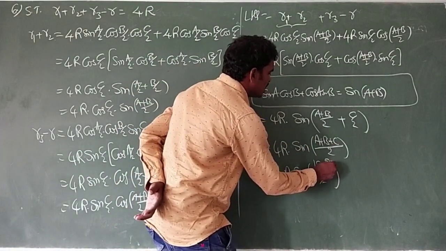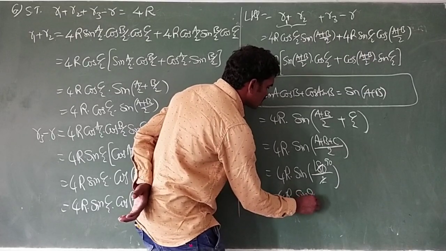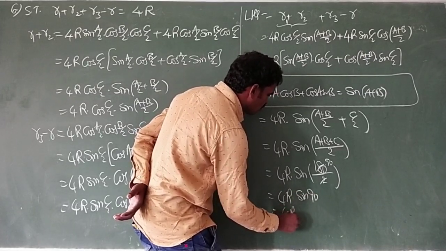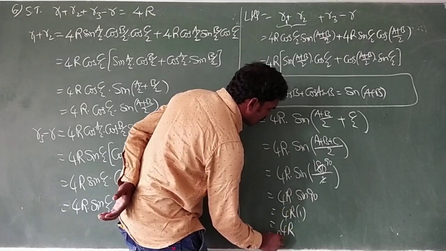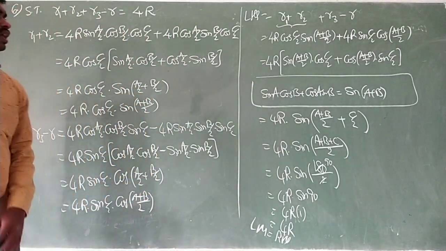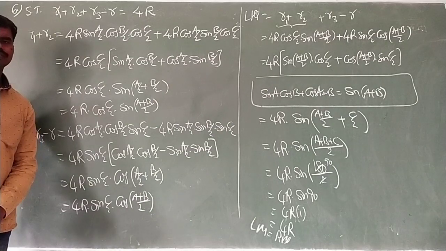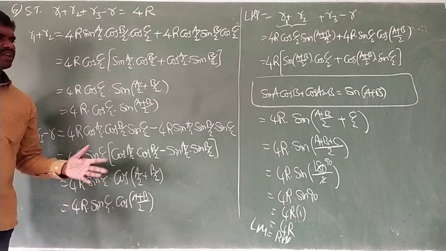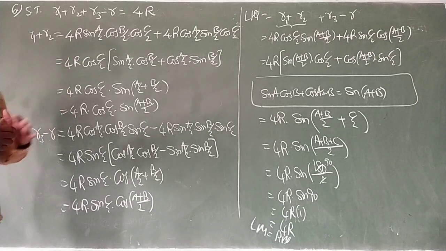So 180 by 2 is 90. So it is 4R sin 90. What is the sin 90 value? Very good, 1. So 4R into 1 means 4R. So it is equal to RHS. LHS equals RHS, proved. Okay, see the steps once again, one by one. So these are the 6 long questions we completed.